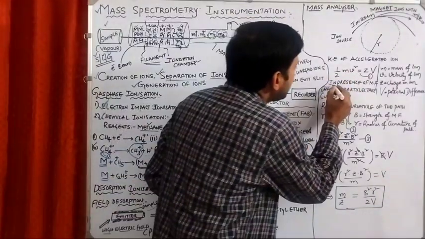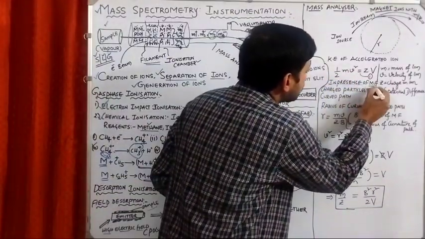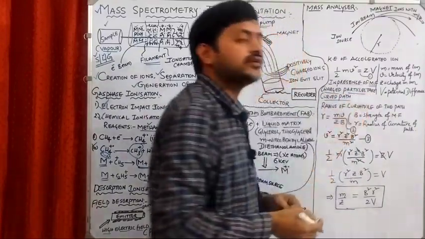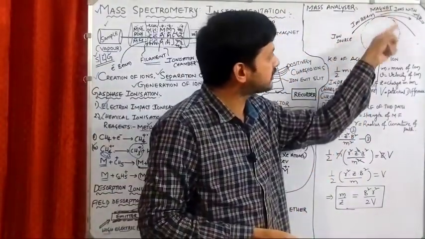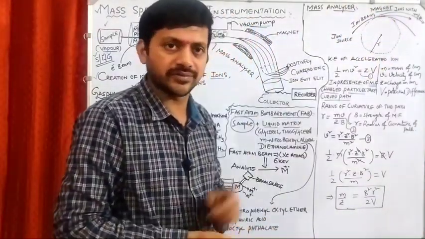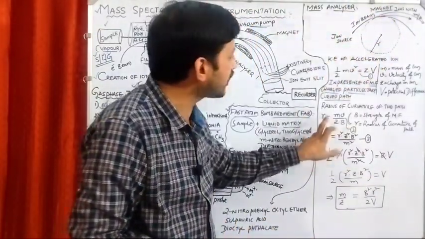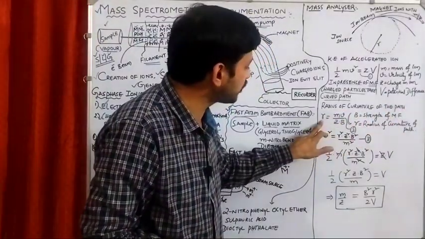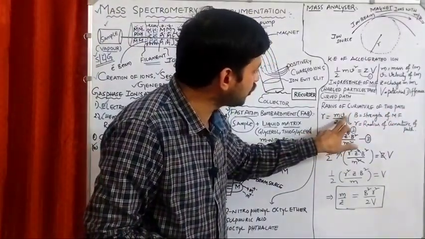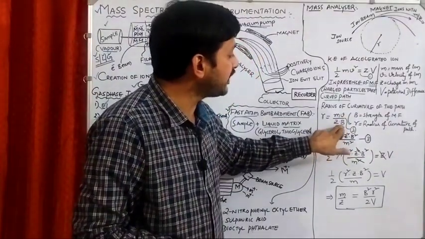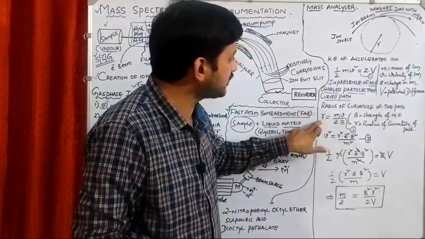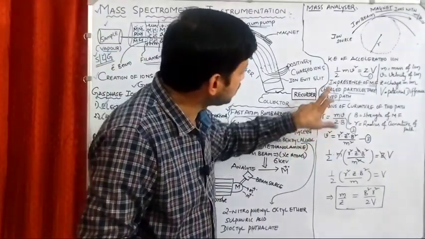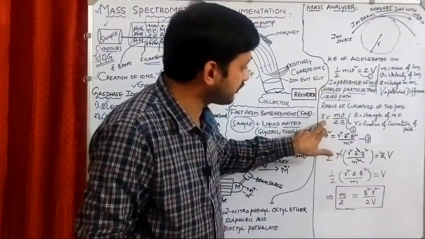See this one, in the presence of a magnetic field, the charged particles take a curved pathway. The charged particles are taking the curved pathway. Because of the curved pathway, we are going to observe what? The radius of curvature of the path. That value is R equal to m v by z B. B is the strength of the magnetic field. R is the radius of curvature of the path. Right? So this is equation 1 and this is equation 2.